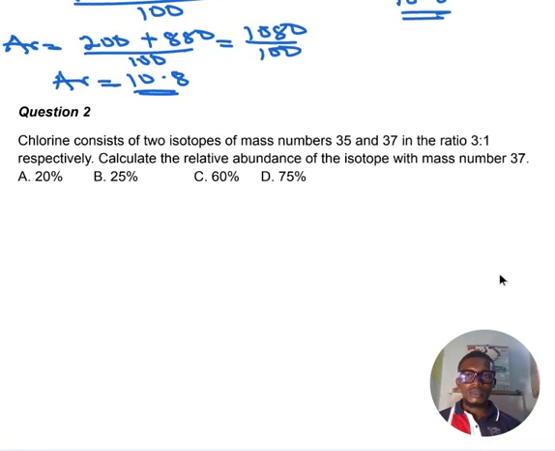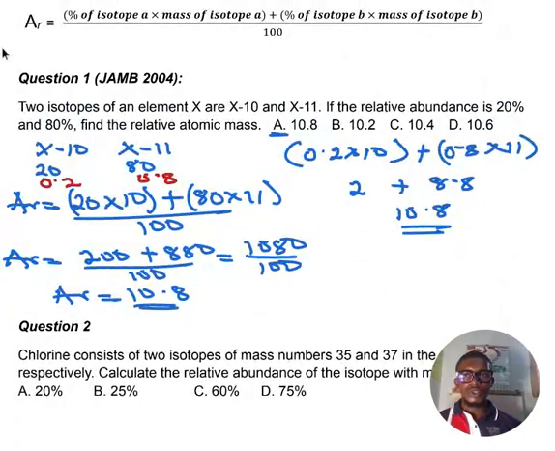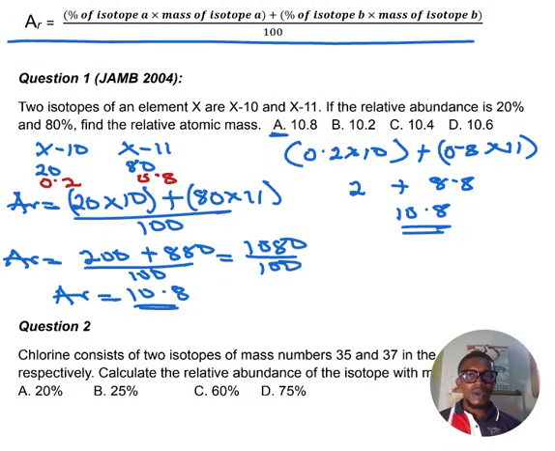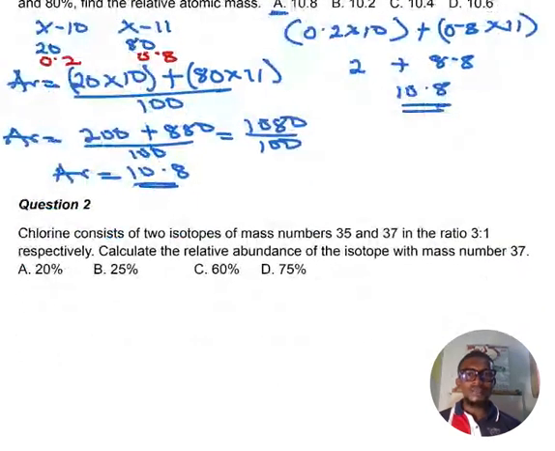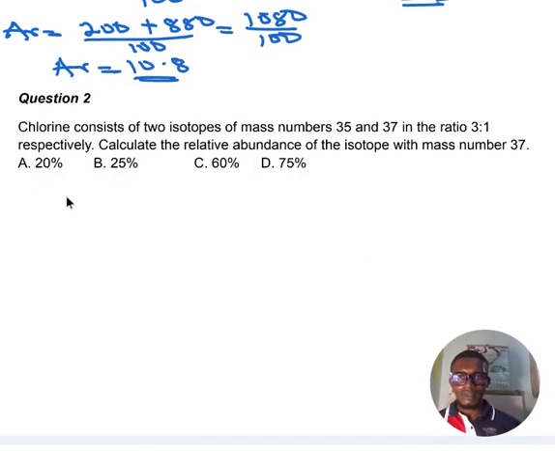The question says chlorine consists of two isotopes of mass 35 and 37 in the ratio 3:1 respectively. Calculate the relative abundance of the isotope with the mass number 37. So in this question, we are not asked to calculate the relative atomic mass. So we can't use this formula here. Rather, we're asked to calculate the relative abundance of the chlorine isotope with a mass number of 37. So how do we do this?